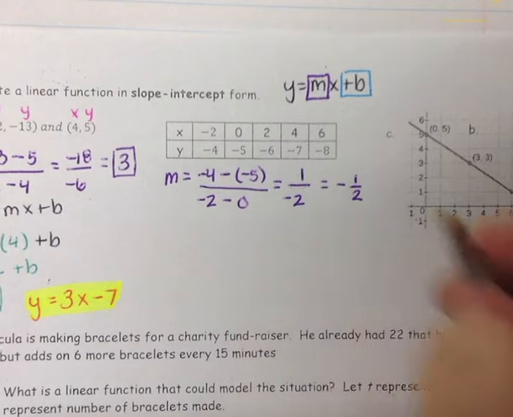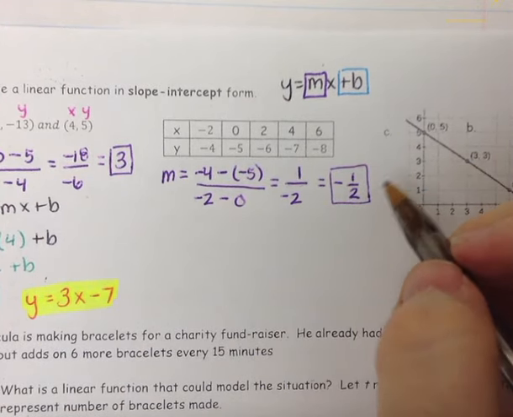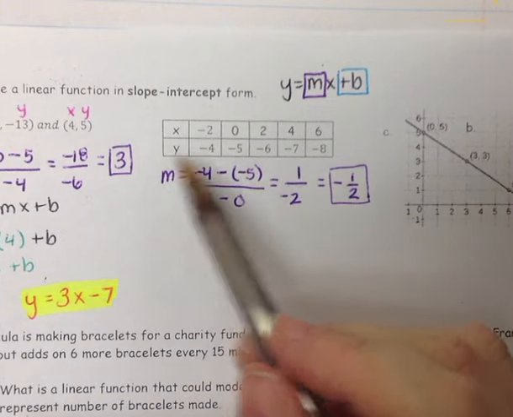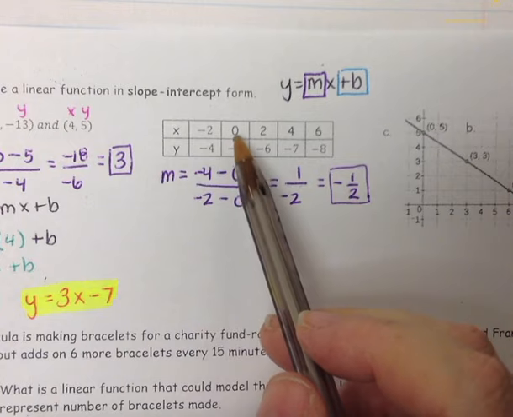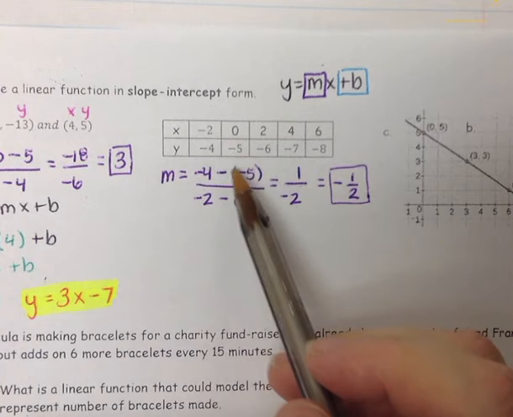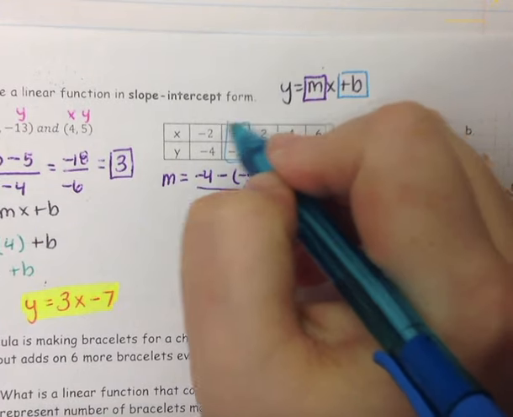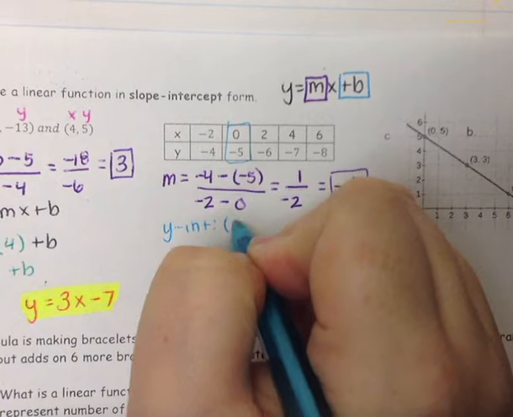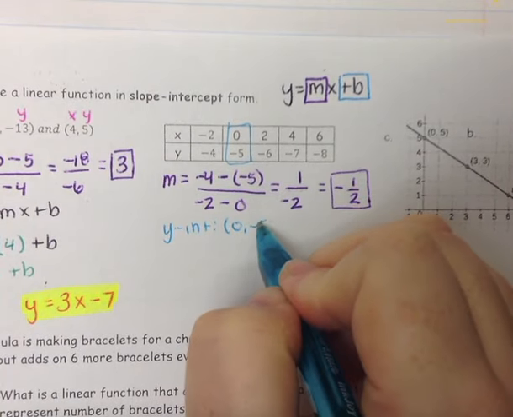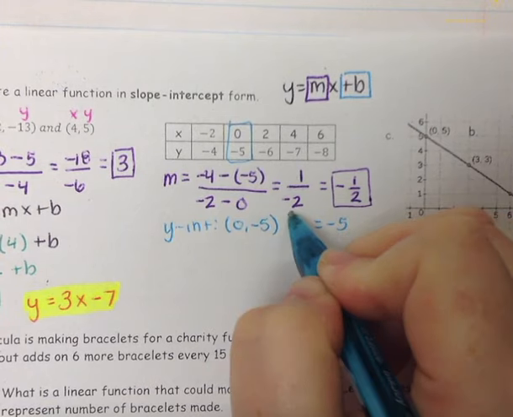We have our slope. Now we want to find our y-intercept. We have more than 2 coordinates this time. We want to look to see if we have the x value of 0. If you have the x value of 0, you automatically have your y-intercept. We do. This is our y-intercept. So I can put y-intercept is actually at 0, -5. What that means is our b is equal to -5.